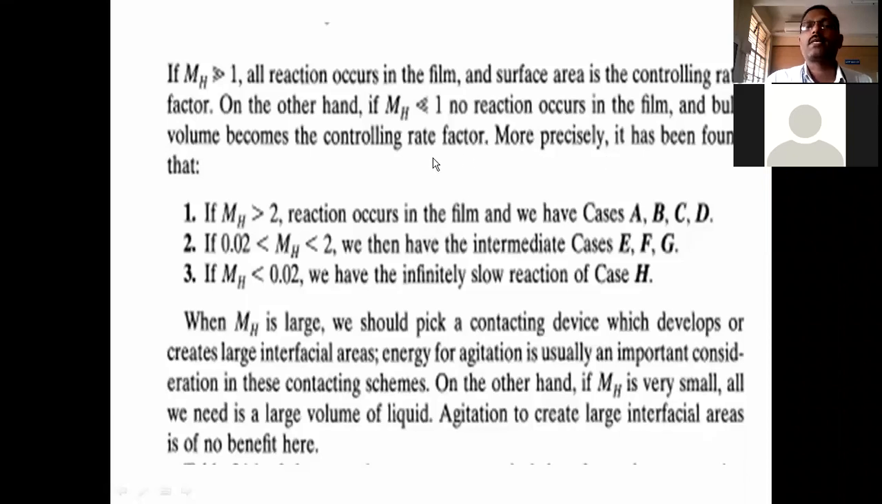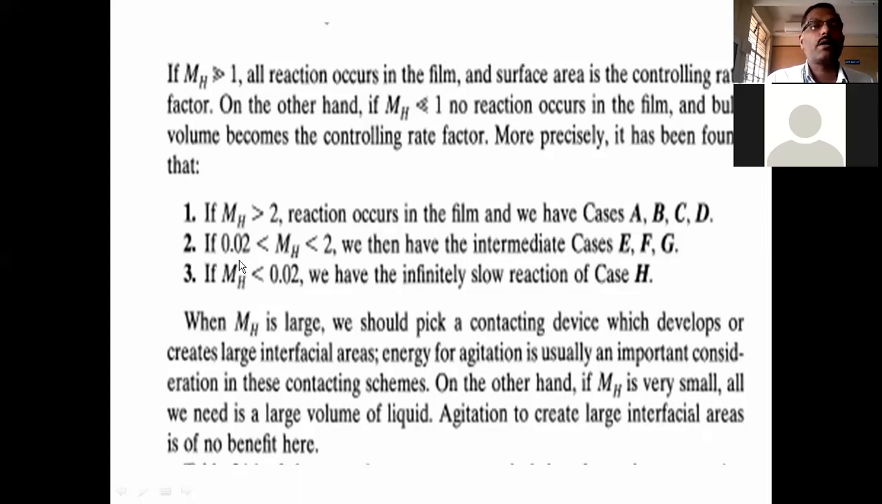More precisely, if MH, the film conversion parameter, is greater than 2, the reaction occurs in the film and we have cases A, B, C, D. A and B are the instantaneous reactions, and cases C and D are for the fast reaction. So this reaction occurs only in the film. We have already seen this in the kinetic regimes.